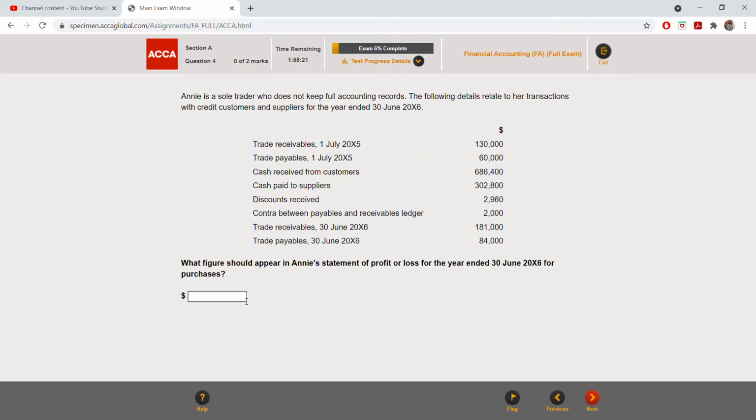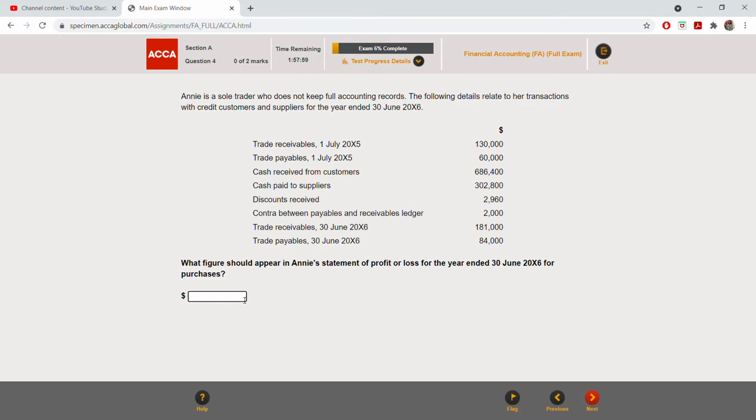Now, like I said for management accounting, here also you have to do calculations. Financial accounting also has calculations. A sole trader does not keep full accounting records. The following details relate to our transactions with credit customers and suppliers. Which figure should appear in the statement of profit or loss for purchases?